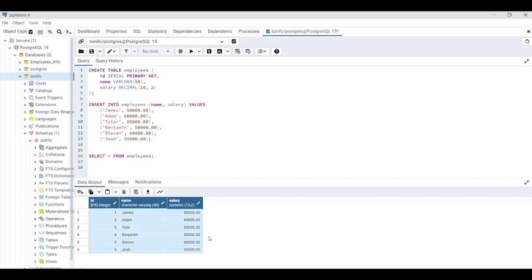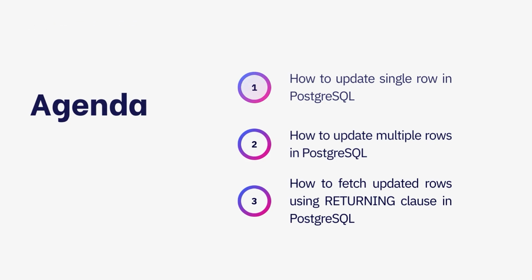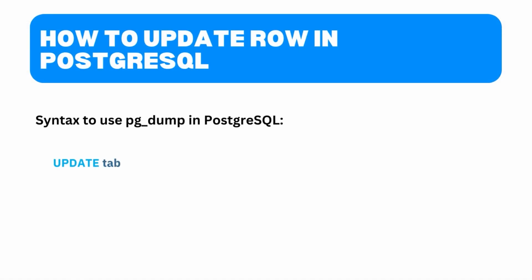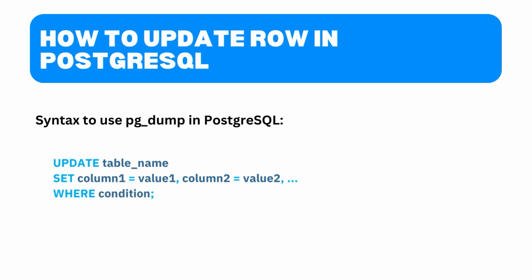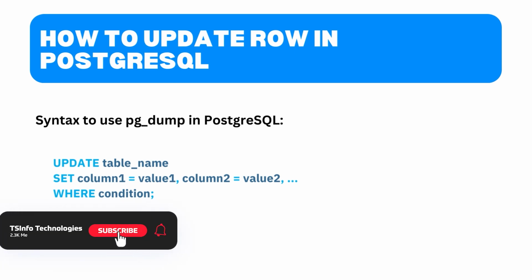Now let's explore the syntax of the update statement in PostgreSQL. The update statement allows us to modify existing records in a table. We specify the table we want to update after the update keyword. Then using the set clause, we define the column value pairs that we want to change. The where clause is optional but critical as it specifies the condition that determines which rows will be updated. If no where clause is provided, all rows in a table will be updated.